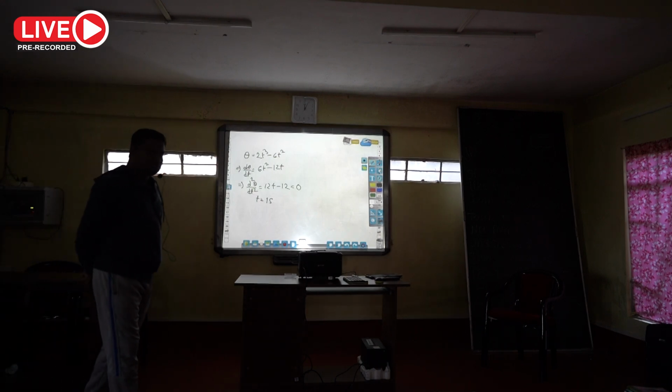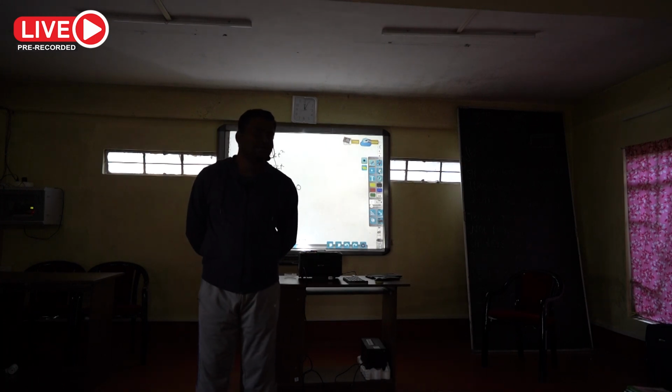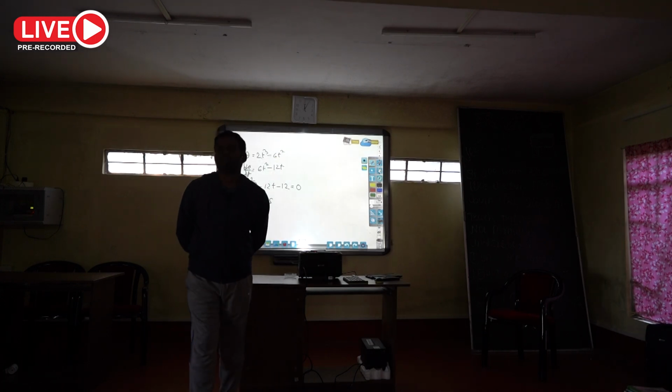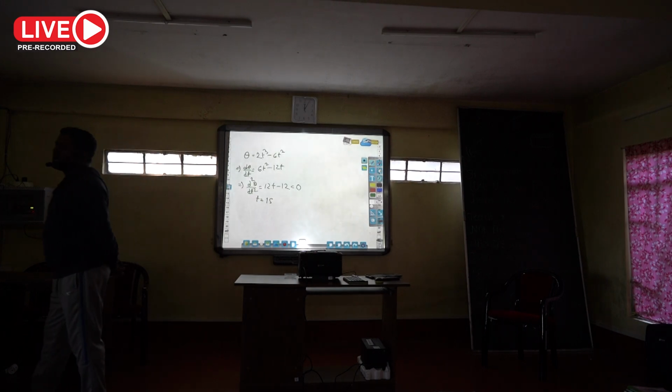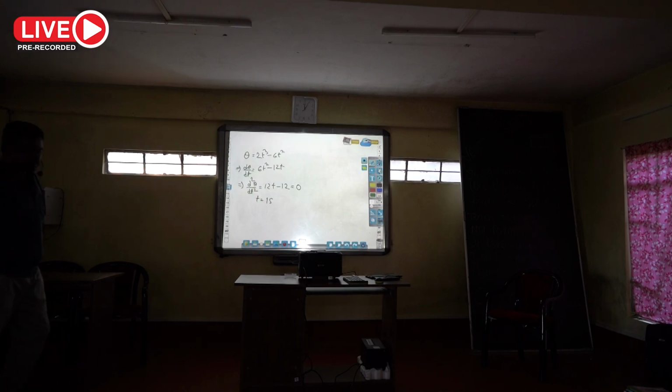Torque is perpendicular to R, and is it also perpendicular to force? Yes or no? Yes. So torque is R cross F, so it is perpendicular to both R and F. So the dot product of torque with radius and force both will become 0 only. So option C is correct.